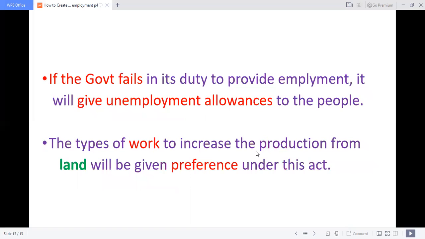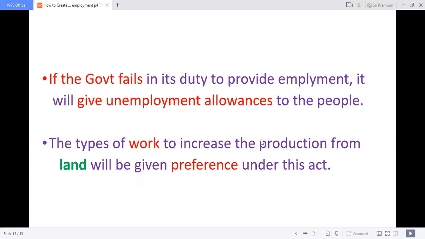Okay, thank you, children. So these are the areas where we can generate employment opportunities. In the next session, let us see what employment opportunities and institutional measures were taken by the government. Let us end this session with this. Thank you.